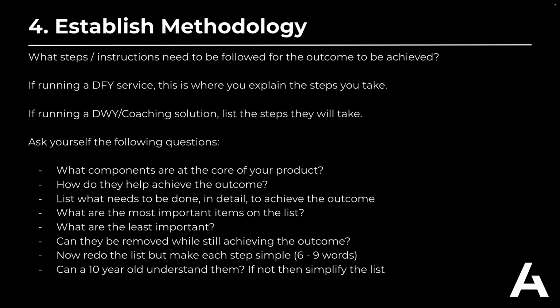Can they be removed while still achieving the outcome? Now redo the list but make each step simple. Can a 10-year-old understand them? If not, you need to simplify your list. So again, it goes back to the Hormozi lesson, but this is more specific to your agency.